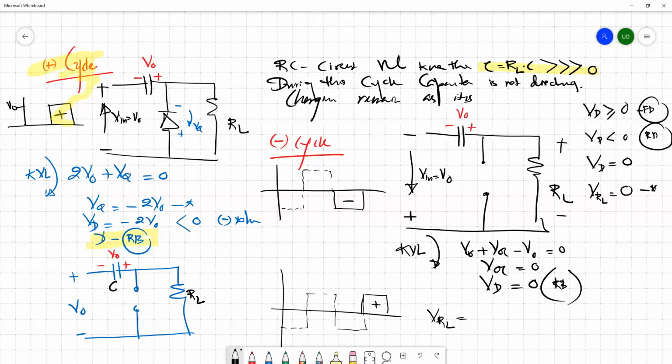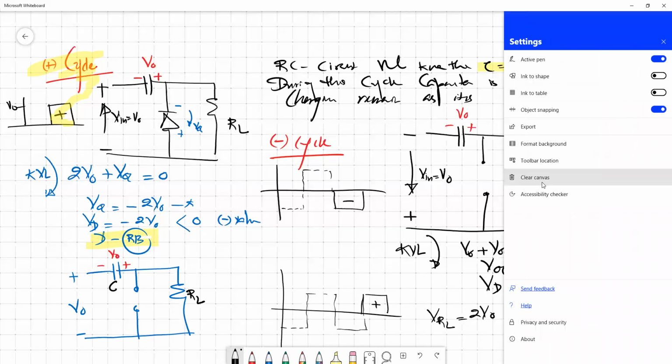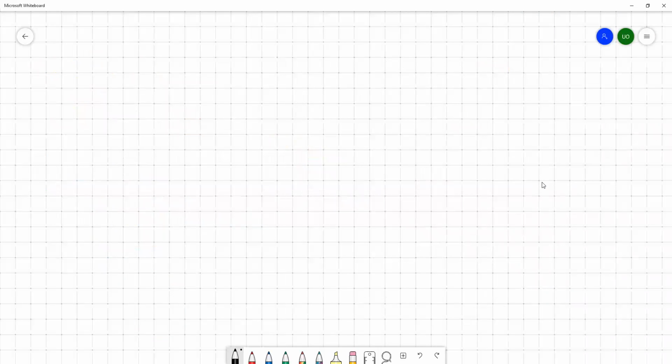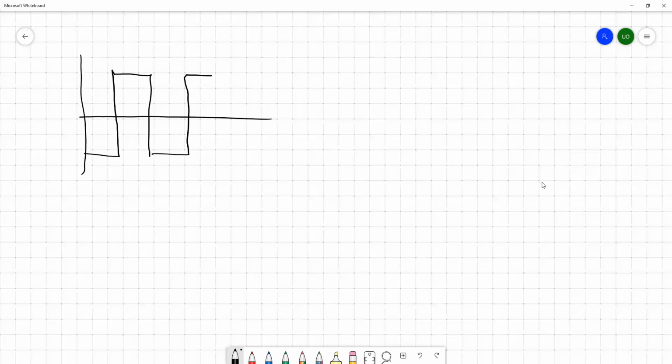Now, we have V out here and V out here, so we have 2 times V out. So then what happens to the output? Let's assume we have first a negative cycle, then positive, like this. Here it's V naught, here it's minus V naught.